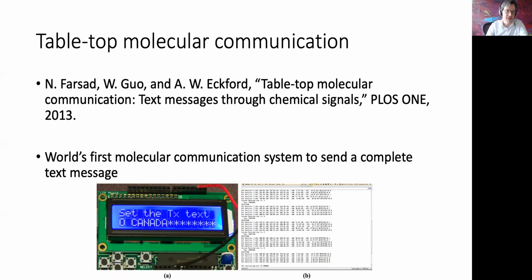And what we ended up managing to do, again, about 8 years ago now, is we managed to send the world's first molecular communication text message, and this was it. So this is a figure from this paper, and what it shows is that we entered a text message. Here it's "O Canada." That's the first 2 words in the Canadian national anthem. On the right, it's too small to see, but if you go to the paper, you can see it. It's the output of the detector that shows that, in fact, we received the message correctly.